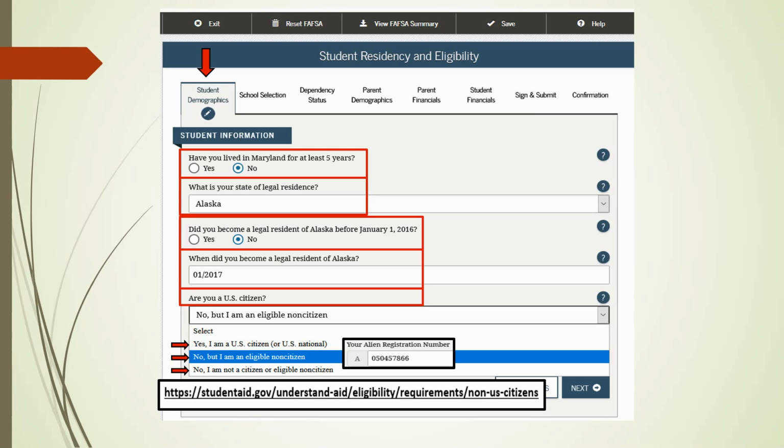If you answered no, I am not a citizen or eligible non-citizen, then you're not going to qualify for any federal financial aid, including grants, work study, or loans. However, you will want to check with your college financial aid office. The state that you live in or the college itself may have some funding available to non-citizens, and this would include students that might be undocumented students.